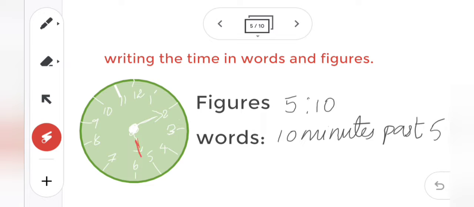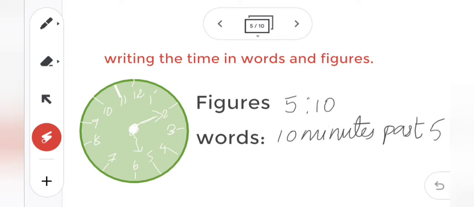The hour hand is not on 5, not on 6. Since it is not on 5 and not on 6, you will be confused now about which number to write. It has just passed the 5, isn't it? But it has not yet touched 6. Only if it touches 6 can you write 6, but it has not yet touched 6, so you have to write 5 only. So you will write 5 in the hour.